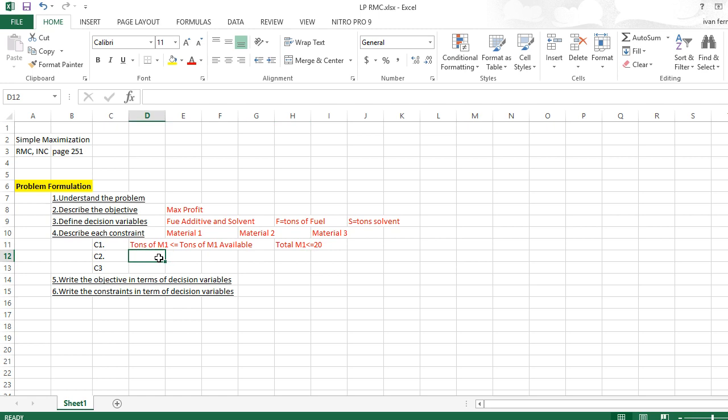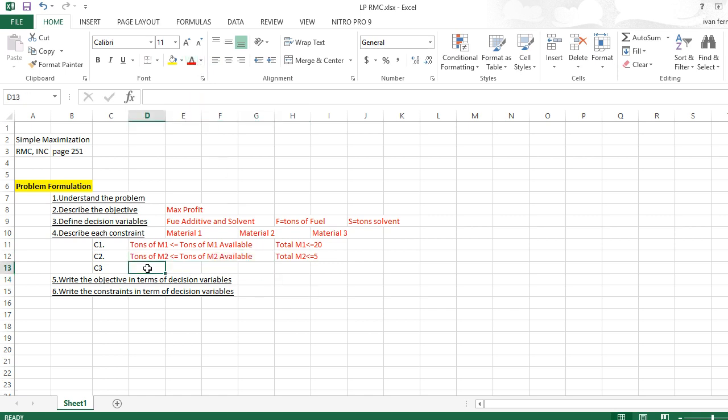So the next constraint, constraint number 2, is tons of material 2. It cannot be more than what is given to you. And in this case, you are given 5 tons of material 2.